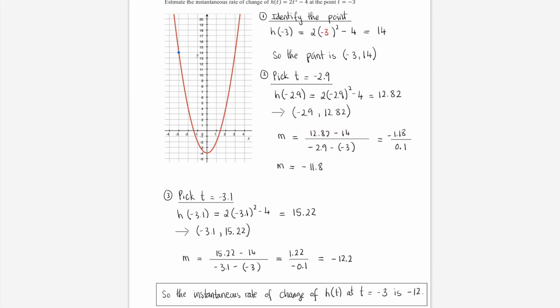So here's what we just did. We used secant slopes to estimate. As the interval shrinks, the slopes approach negative 12. That is the instantaneous rate of change. And that's exactly what a limit gives us.